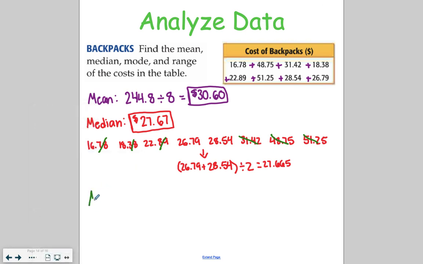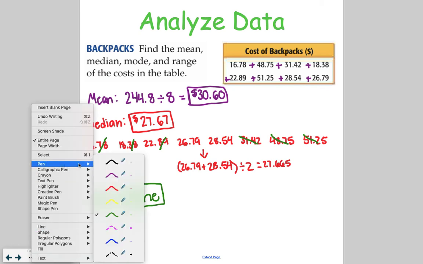And then I need to look at the mode. That's the number that repeats. If you look at our price list here, none of our numbers repeat. So there is no mode in this problem. It doesn't exist because none of the numbers repeat.